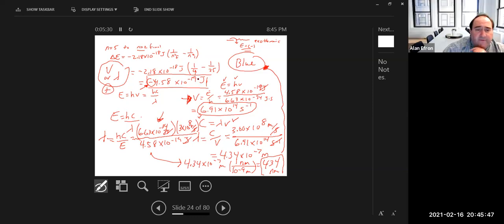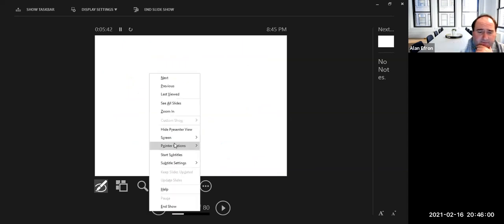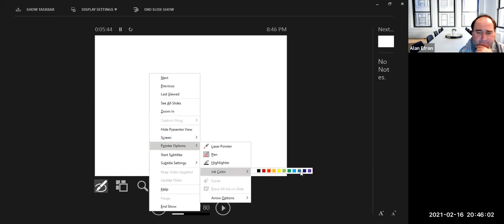Okay, so that was the first one. That was going from 5 to 2. So let's take a look at the next one, which is going from 4 to 2 in this case. So going from 4 to 2, so our n is equal to 4 to n is equal to 2. Again, here 2 being our final.